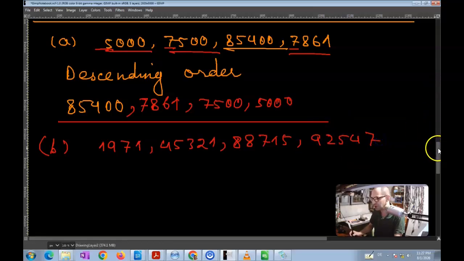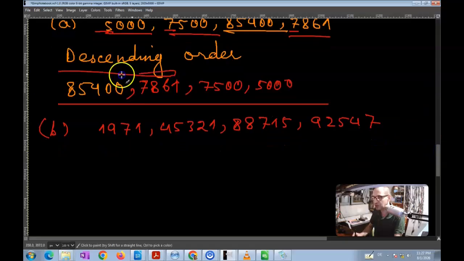And you want to write again these numbers in descending order, meaning starting from the largest number. Now this is a 4-digit number, and these are 5-digit numbers. Of course, 92,000 is going to be the largest number among these 5-digit numbers. So I will write 92,547, right?